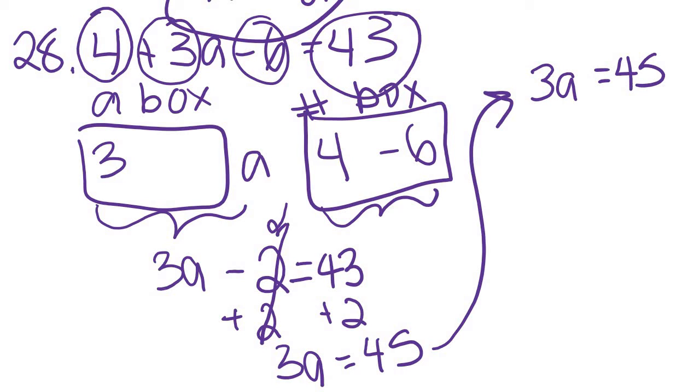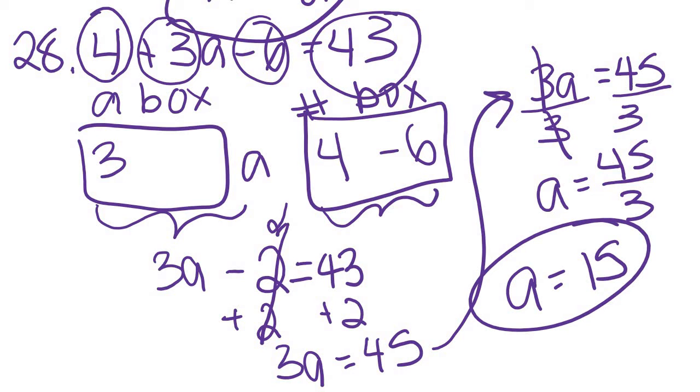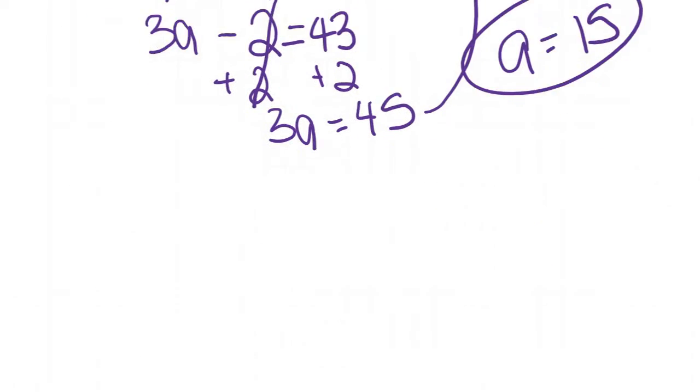Now that a is still not by himself. He's hanging out with that 3 using super special multiplication. The only way to undo that is doing super special division. So we're going to divide both sides by 3. You have a 3 on the top and a 3 on the bottom. They cancel. We get a is equal to 45 divided by 3. And that is going to give me 15. A is equal to 15. And that's our answer there. All right, onward to 29.